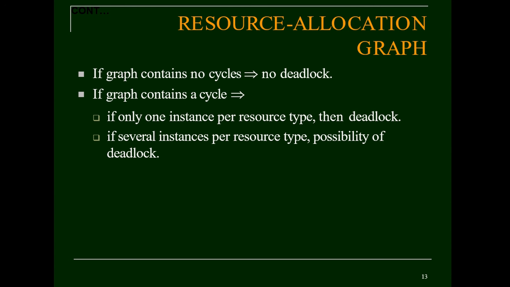So for the resource allocation graph, we can conclude that if the graph contains no cycle, that means no deadlock. If the graph contains a cycle, then there are two possibilities. First, if there is only one instance per resource type, then the deadlock occurs. If there are several instances per resource type, then the possibility of deadlock is 50-50.